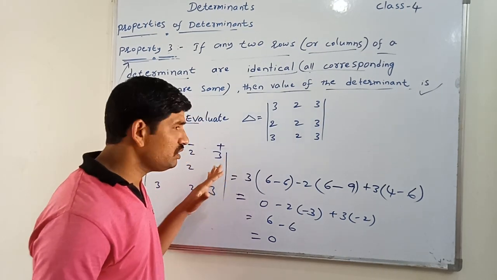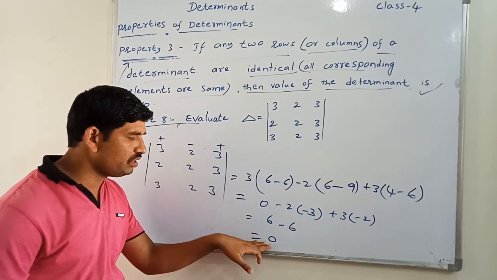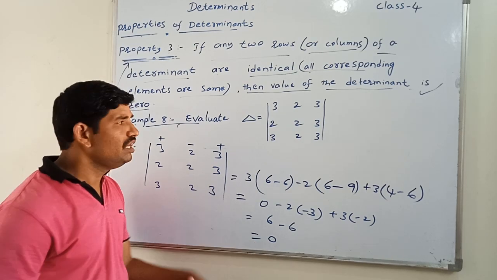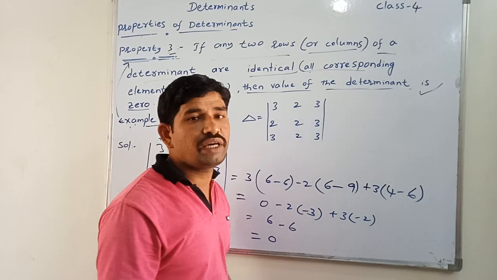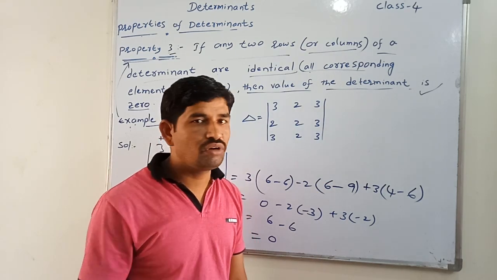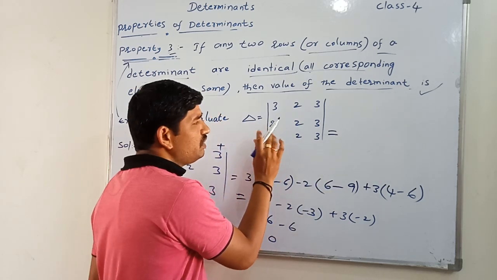See, by using the determinant expansion method, we got the value of the determinant as 0. Suppose you apply property number 3 for the determinant, within seconds we can complete the solution. How can we complete the solution within seconds? This is the determinant.